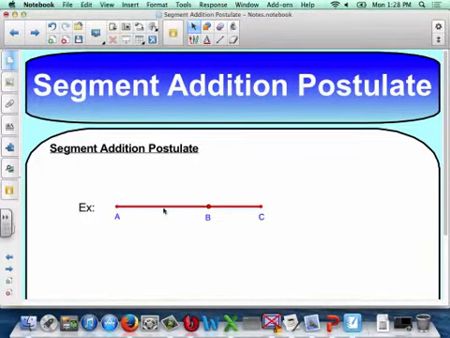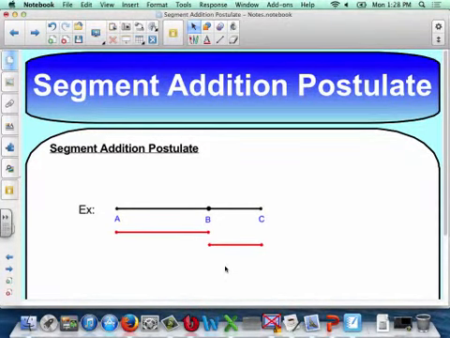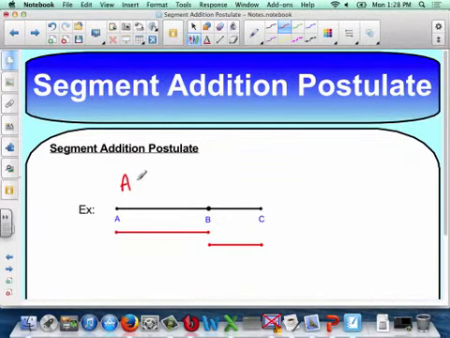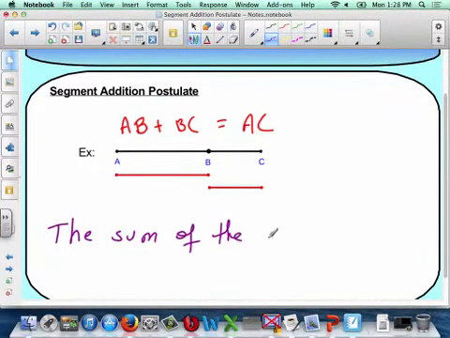So you guys already told me, if I take out those two parts, if I take out AB and I add it to BC, what do I get? I get the same length. And that basically is the segment addition postulate. So if I take AB plus BC, it equals AC. It's this really fascinating and really mind-blowing concept, okay, that's a little bit of sarcasm there, that the sum of the parts equals the whole.